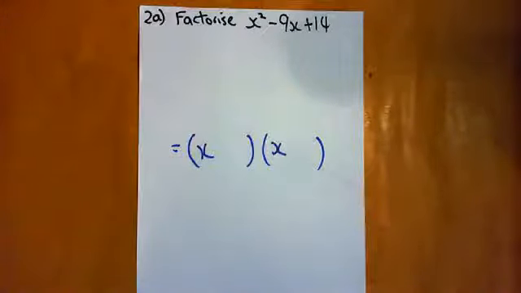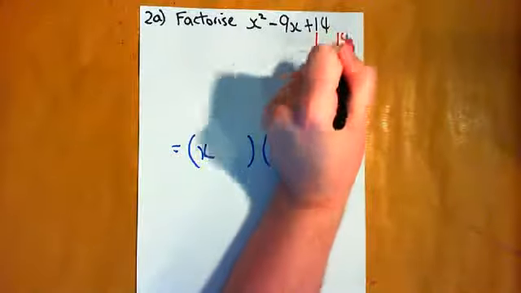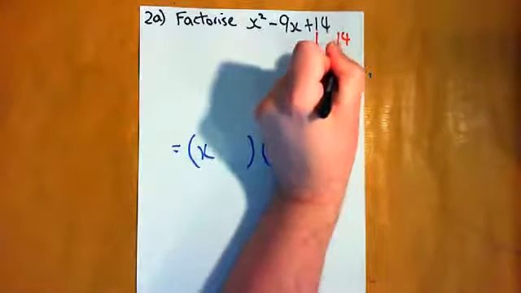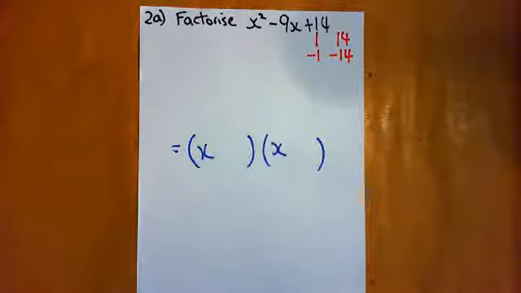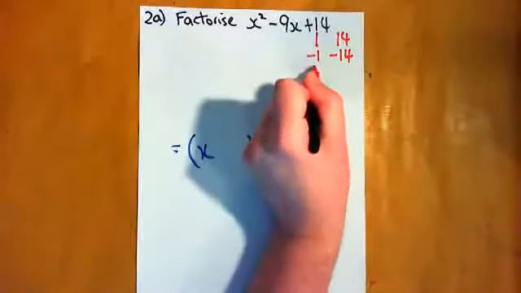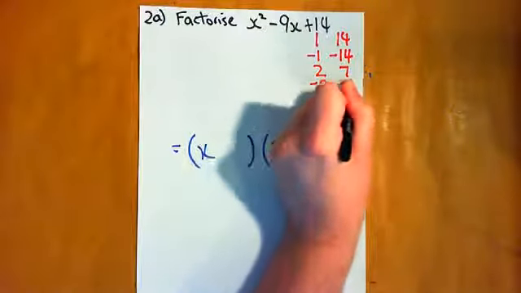So let's do that in a systematic way. Does 1 go into 14? Yes, because 14 is 1 times 14. So one possible pair of numbers is 1 and 14 and the negatives. Now does 2 go into 14? Yes, because 14 is 2 times 7. So 2 and 7 and the negatives.